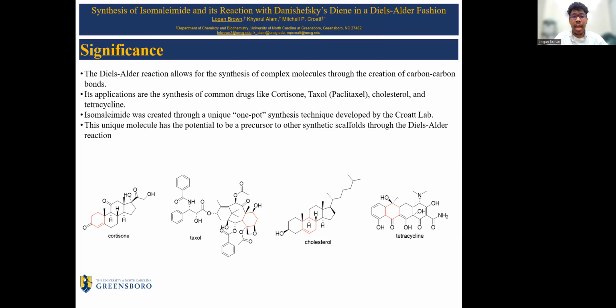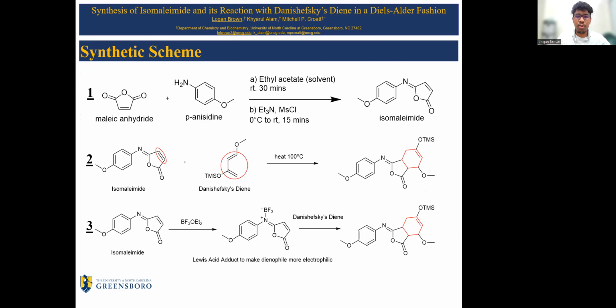And this project aimed to show that isomaleimide, which was created in a unique one-pot synthesis technique developed by the Croat lab, has the potential to be the precursor to these synthetic scaffolds through the Diels-Alder reaction. And I've shown here in red those hexagonal shapes created by the Diels-Alder reaction, like I showed on the previous slide. So what did we do?